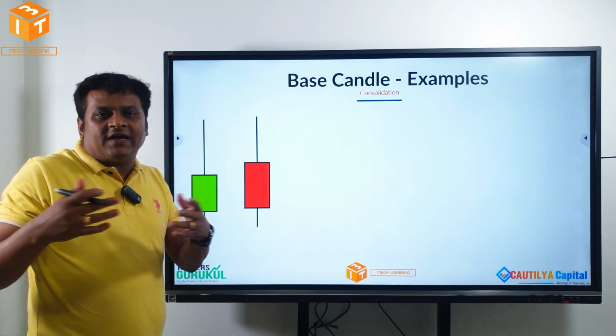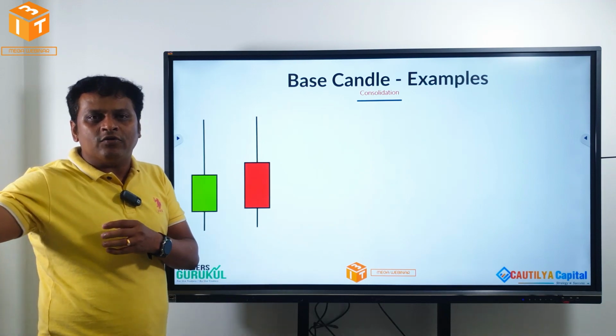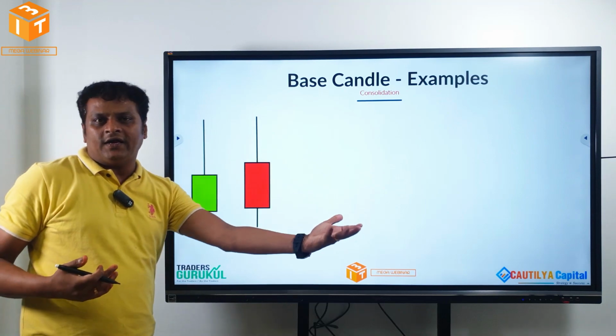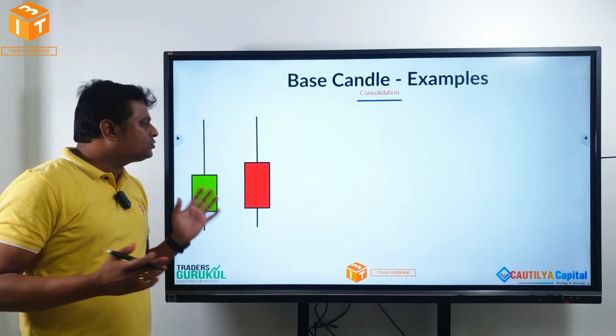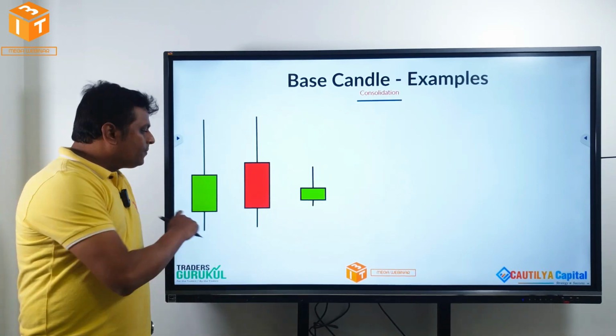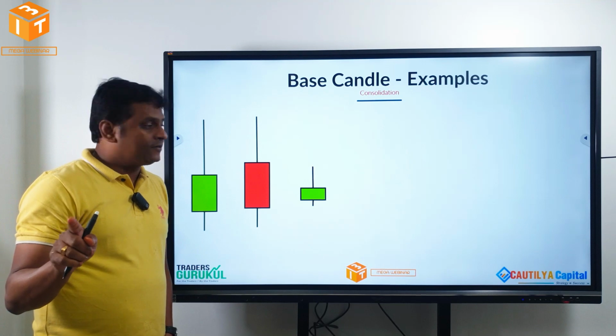Can you say the match is draw, but I scored a little 5 more runs, so I am the winner? No. The match is draw and I got a little more wickets, so I am the winner? No. That's what happens with base. In case of a base, mark this rule, the color is insignificant.